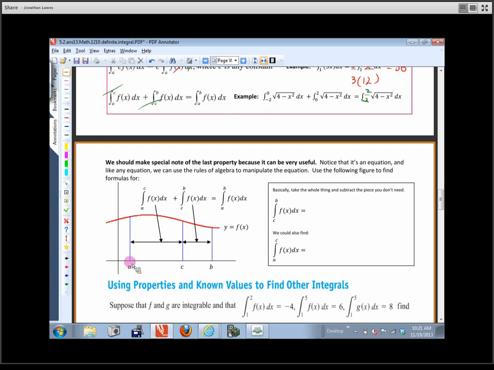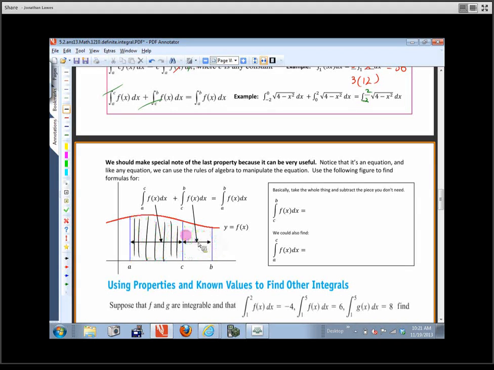If we integrate from a to c on this particular function, we're going to get this signed area right there. If we then integrate from c to b, we're going to get this signed area right there. So the integral from a to c on that function plus the integral from c to b on that function is exactly the same as if we just started right here and added from here all the way to there and never stopped. Okay?